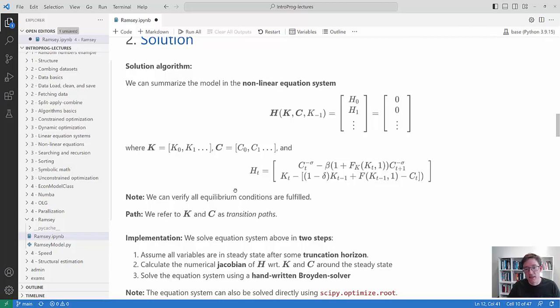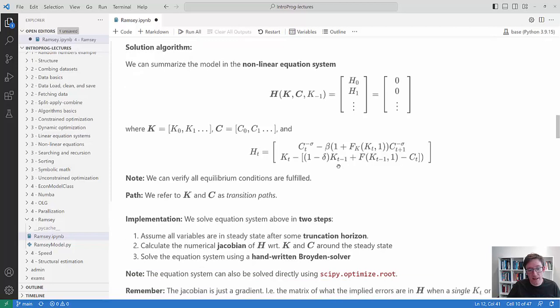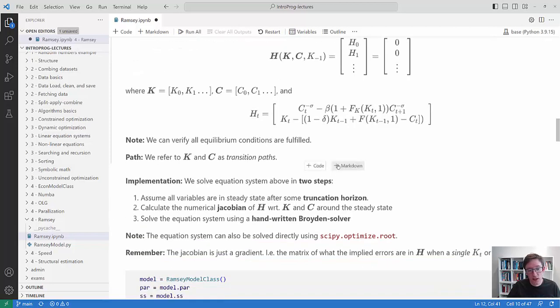So how do you transition to the steady state? If you find a solution to the equation system where k and c are constant, then that's called a steady state. To solve this equation system in practice, we will do it in two steps.